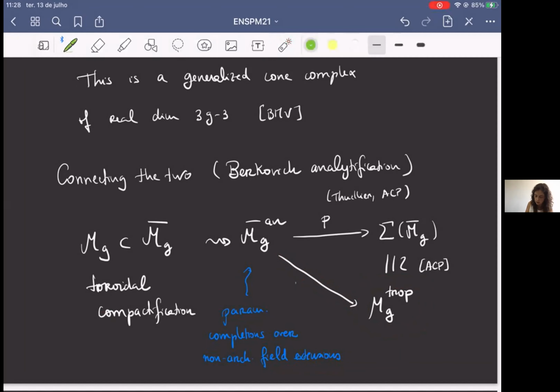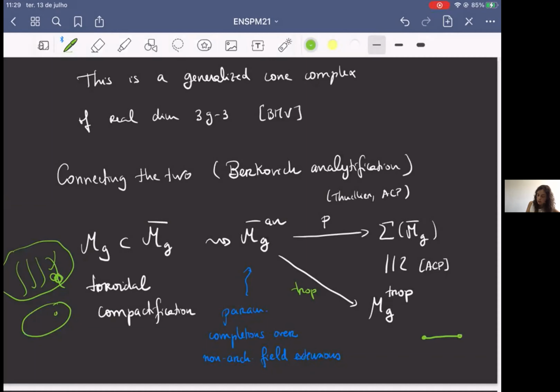So let me write it here. This is called the tropicalization map. It really constructs out of a family over a punctured disk, and let's consider something like this. So this would be like a smooth family. You look locally at a singularity, then you would be looking in Mg trop at a node between two vertices.